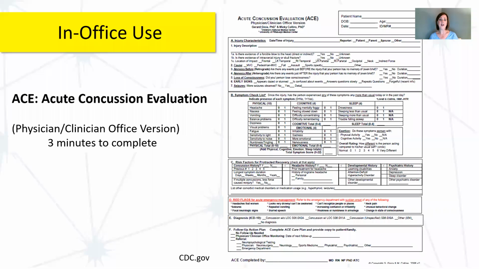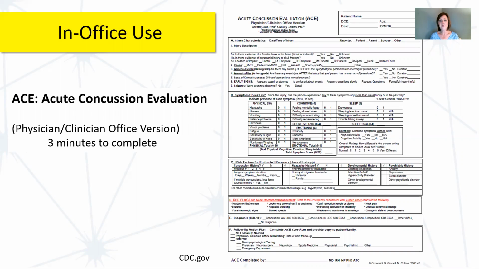Now we're going to look at the section in the Healthcare Providers Toolkit for in-office use. This section includes the ACE, the Acute Concussion Evaluation, and while it looks like it might be a lot to read and a lot to complete here, it's really super quick. You can do this in 3 minutes. Everything that you need is on here to diagnose concussion.